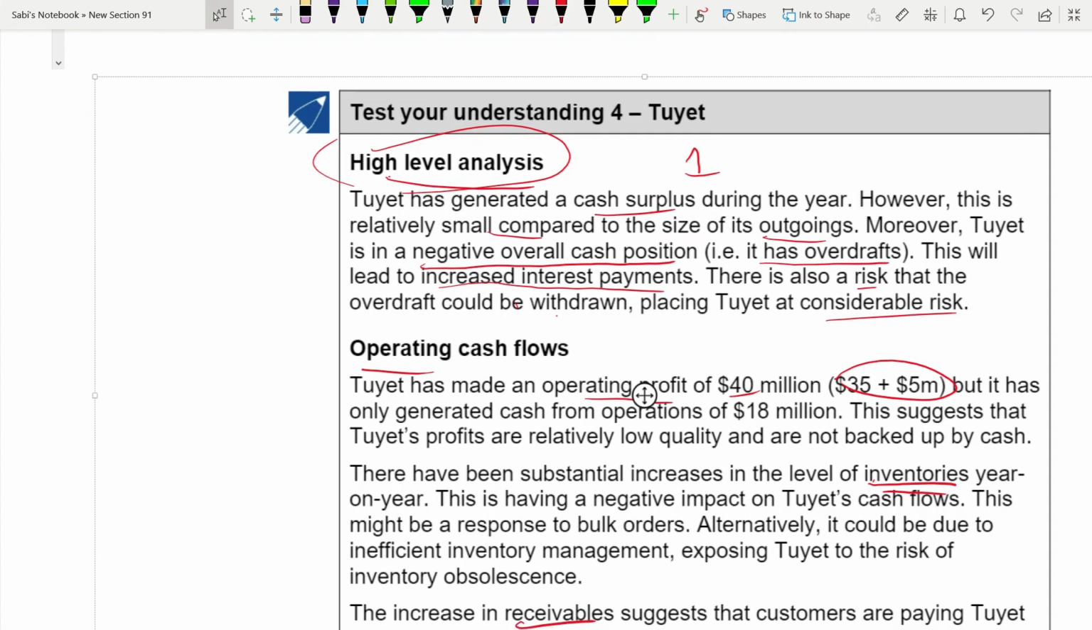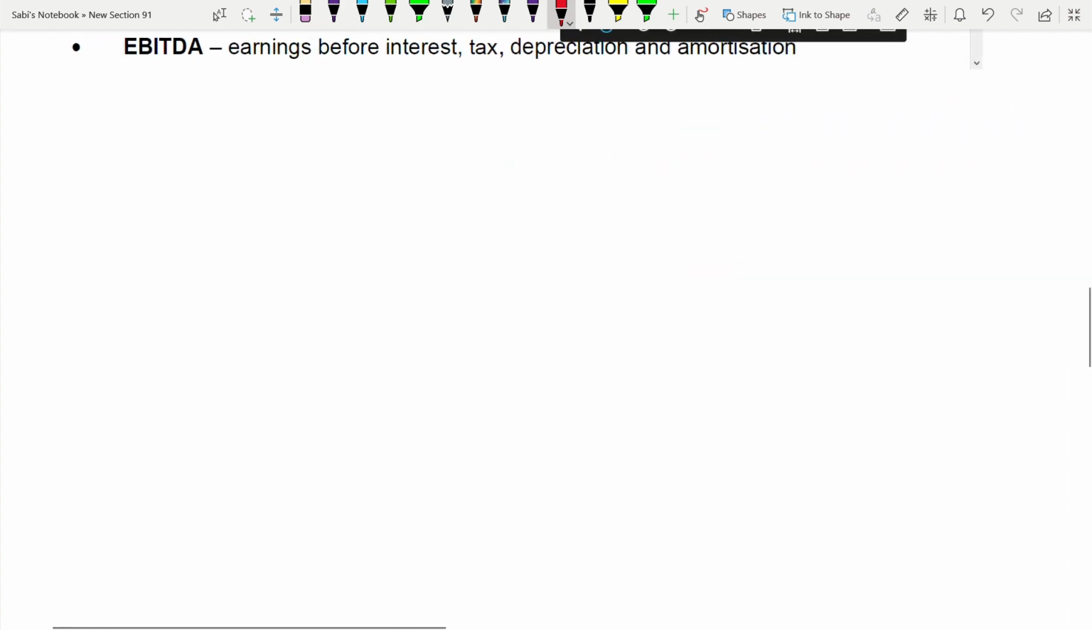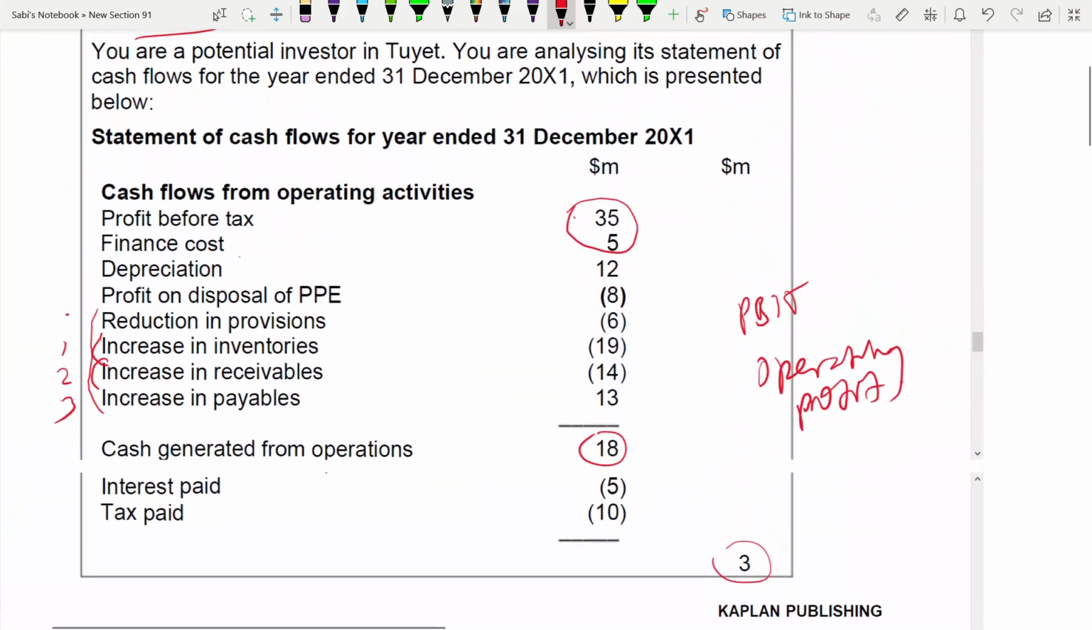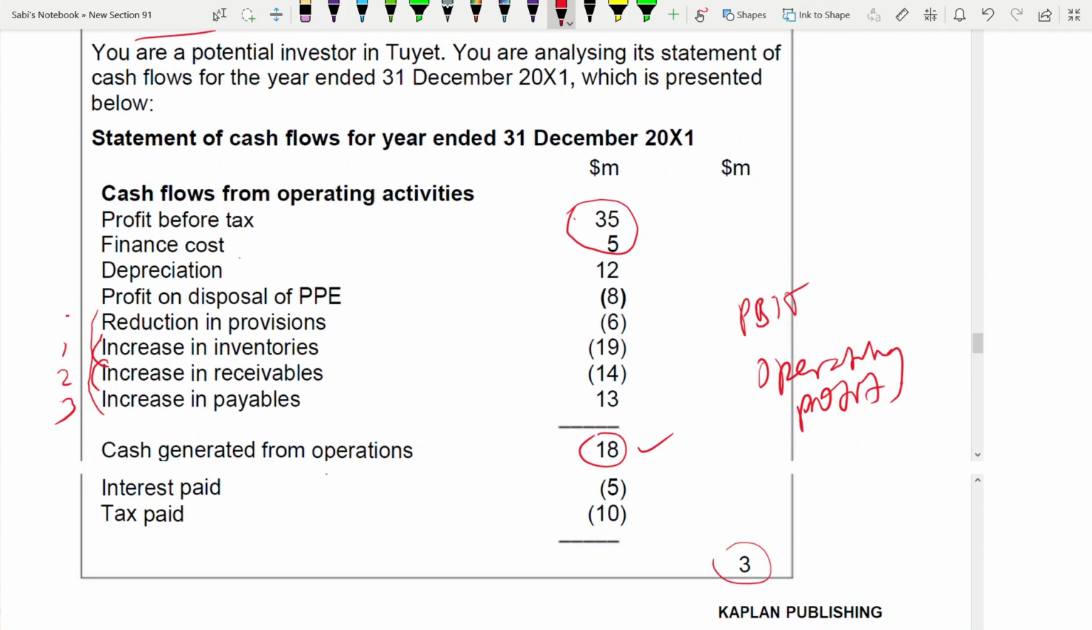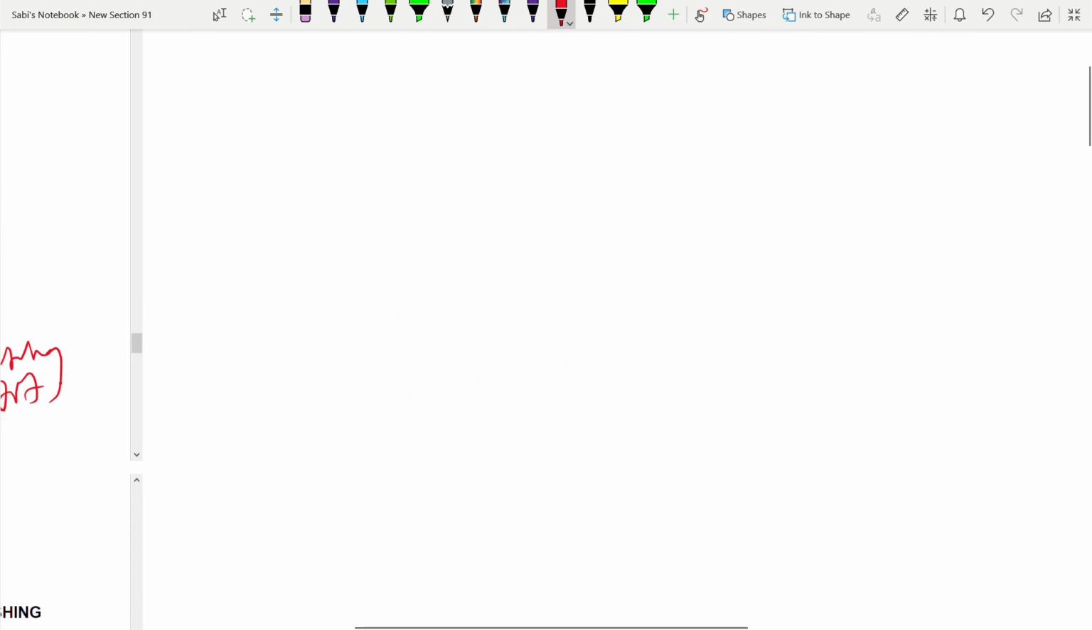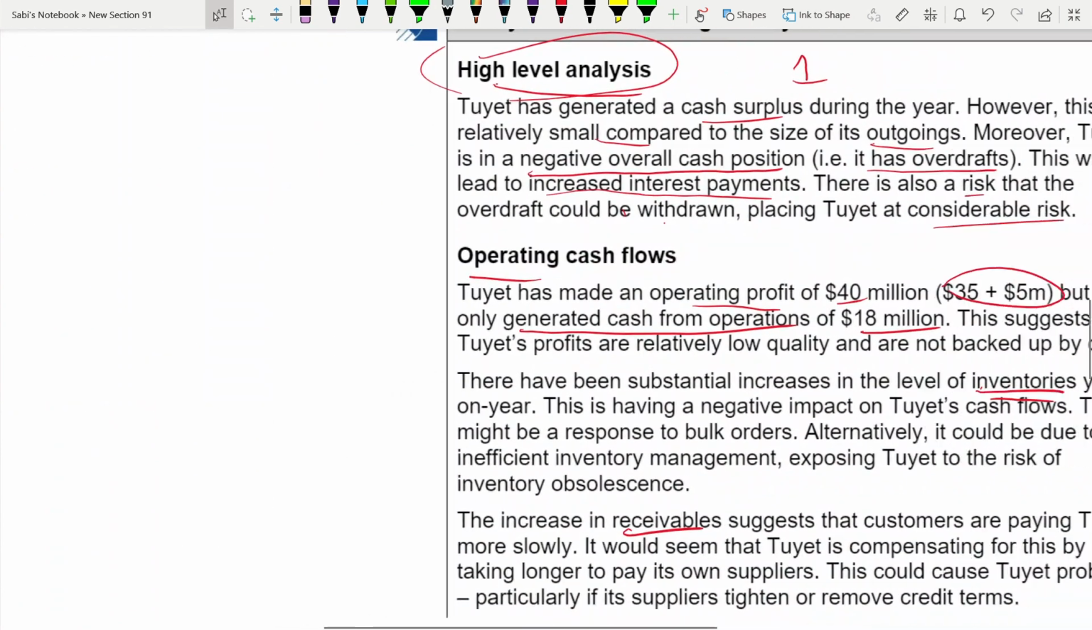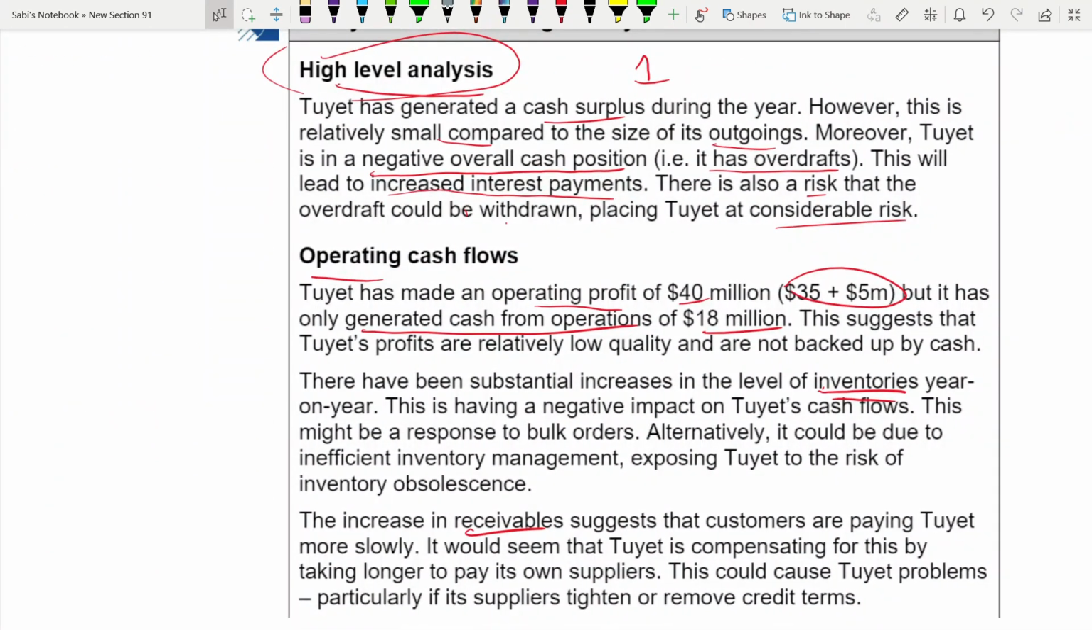Okay, but if you see, it has generated only 18 million cash from operations. This is an important thing. It's only 18. You see how? Go back. It's only 18. This one. I've circled it before. Cash generated from operations. You have to talk about this. It's the main thing. Even though operating profit is 40, cash generated from that operation is only 18. Very less compared to profit, right? What does it mean? This suggests that their profit is low quality and not backed up by cash.